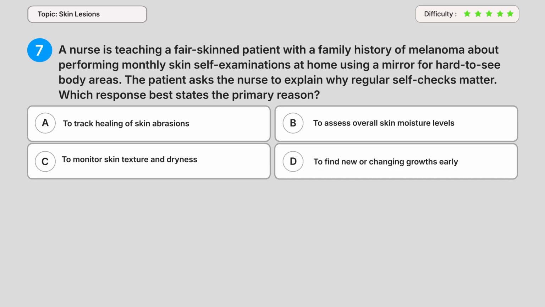A. To track healing of skin abrasions. B. To assess overall skin moisture levels. C. To monitor skin texture and dryness. D. To find new or changing growths early. Do you know the answer?